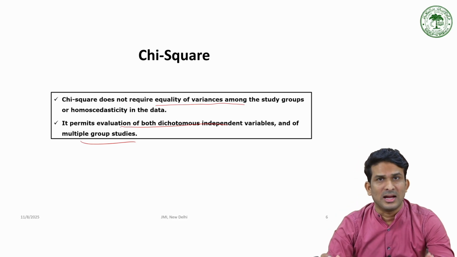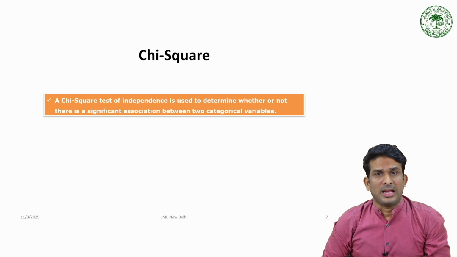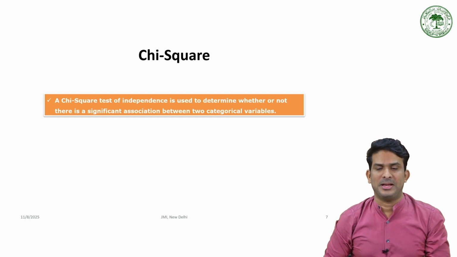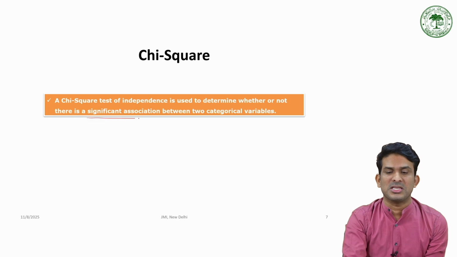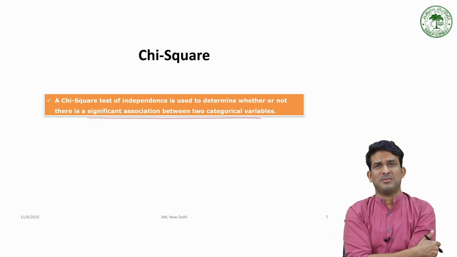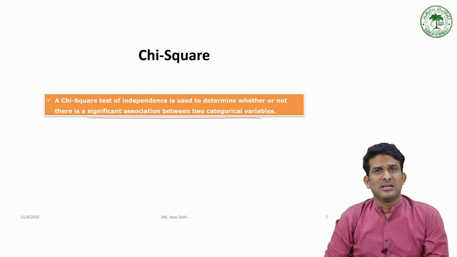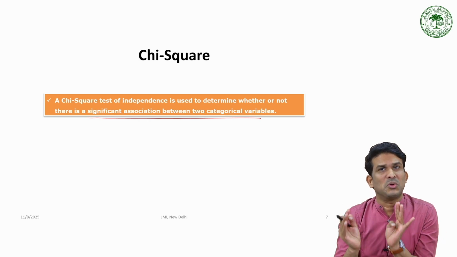These are the concerns when we talk about chi-square. Again, chi-square is a test of independence, and it is used to determine whether or not there is a significant association between two categorical variables. You must be surprised. I am just talking about many things, but there is no example.